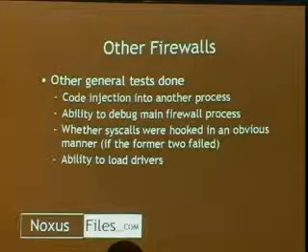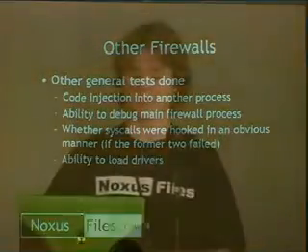The next thing that we really want to look at is the ability to debug the main firewall process. As you can see, if you can do that, you own the system. It's gone. And not to mention, we need to check whether syscalls were hooked in an obvious manner. Mainly I did this if the first two failed. You can't inject code into a random other process, you don't have the ability to debug the main firewall process, but let's try to use the method that we used to own ZoneAlarm, and then just load a kernel driver to do all this unhooking work for us, and see if it works.